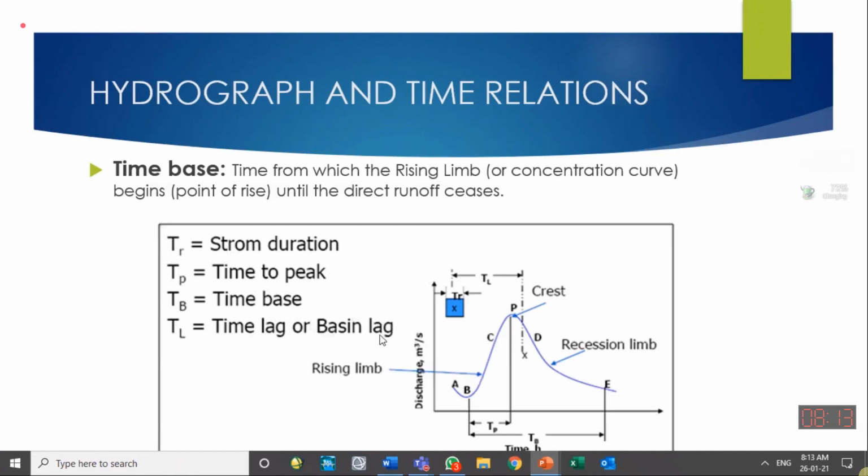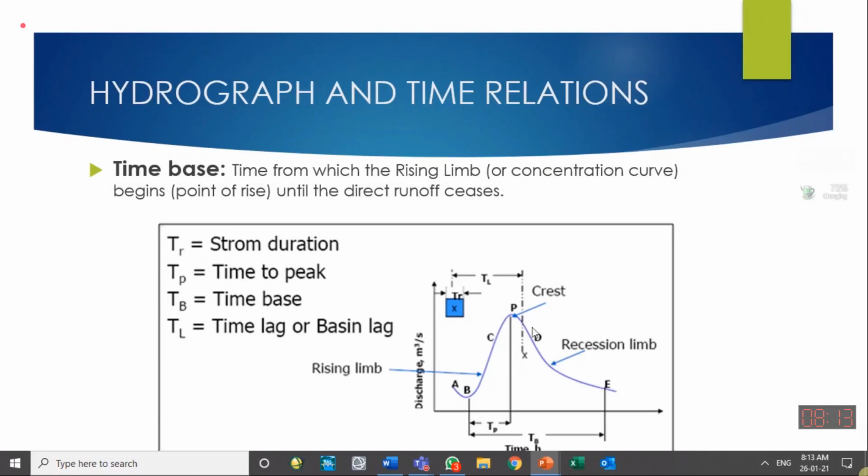So time lag is the time difference between the center of the storm duration, the center of the storm mass, to the center of the hydrograph. So it is not the peak. Usually the center of the hydrograph is somewhere else and the peak is somewhere else if it is not normally distributed. If the hydrograph is not smooth, not a perfect bell shape, then its center will be somewhere else and the peak will be a little bit deviated.